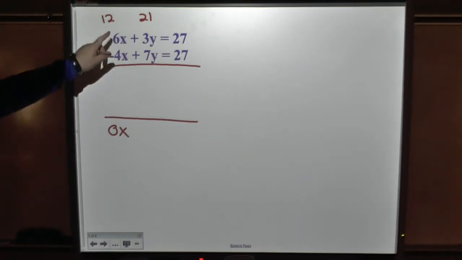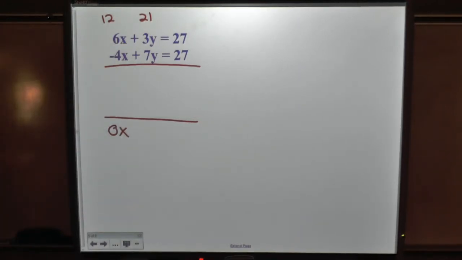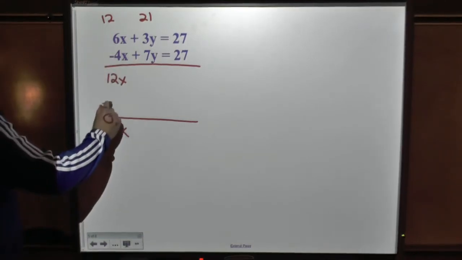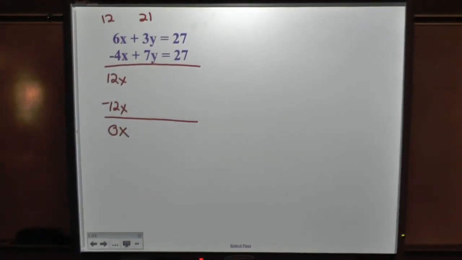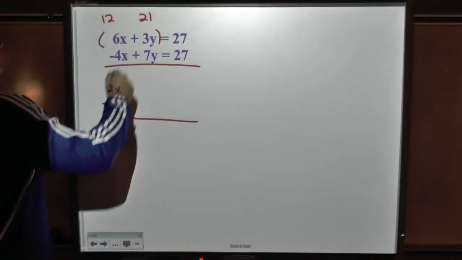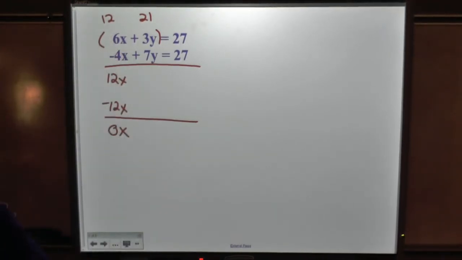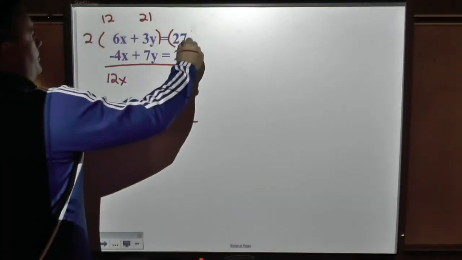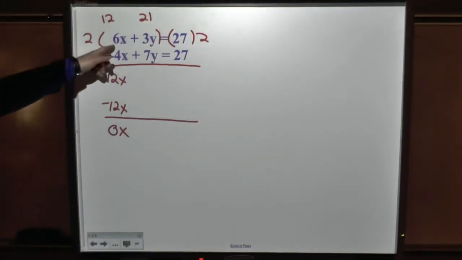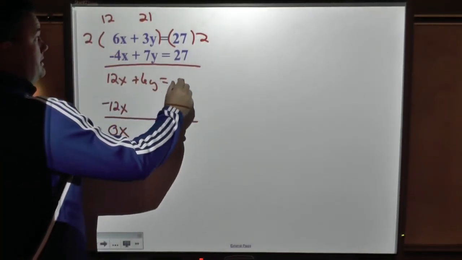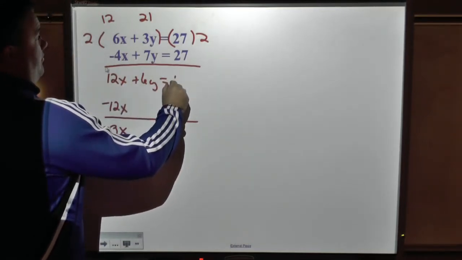Now, neither of these have the least common multiple. So, when I look at this, I want the first one to be positive because it already is positive. So I need to make this first one 12x. The second one, I want to make a negative 12x because it's already negative, so I'll just be able to multiply by a positive number. As I look at this, what do I have to multiply that first equation by to get 6x to be 12x? Well, multiply by 2. So that means you've got to multiply the whole thing by 2. So 2 times 6 will give me the 12. 2 times 3y is 6y. And 2 times 27 is, what is that? 54.